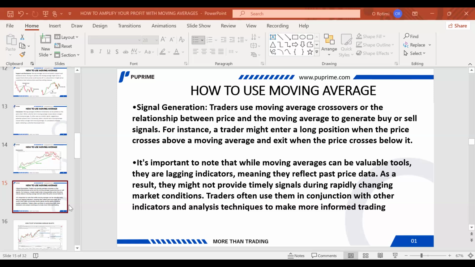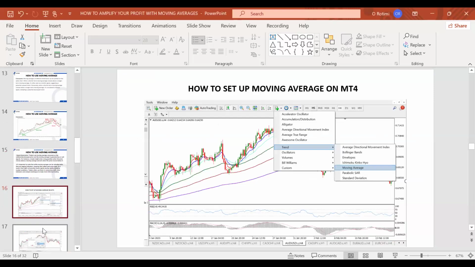All right. So signal generation. Traders use moving average crossovers or the relationship between price and the moving average to generate buy or sell signals. For example, a trader might enter a long position when the price crosses above a moving average and exit when the price crosses below the moving average. We've already shown you how it can be used to generate signals.